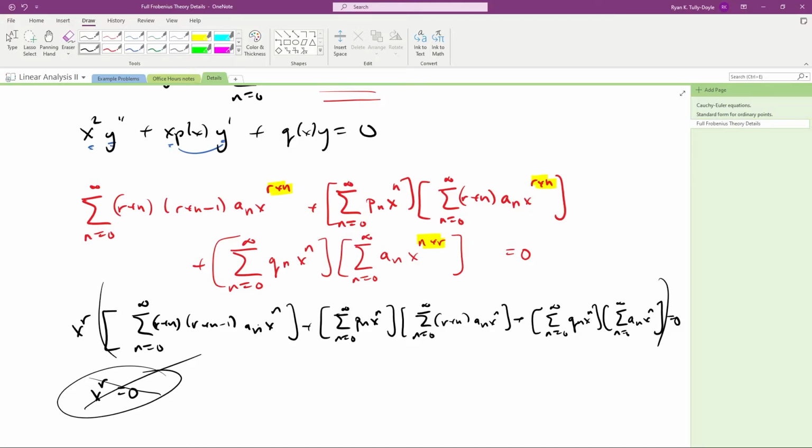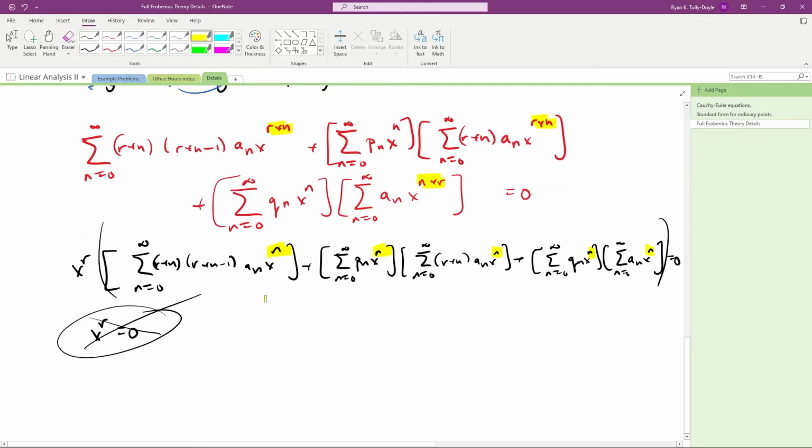x to the r can't be 0 for all x, because that's not the way exponentials work. So the only way this could happen is if what is now an actual power series is equal to 0. The reason we put the x to the r in to calculate the derivatives and then took it back out again is that now I have a bona fide power series where these are all just x to the n's everywhere. And so I can use all the rules and manipulations for power series.